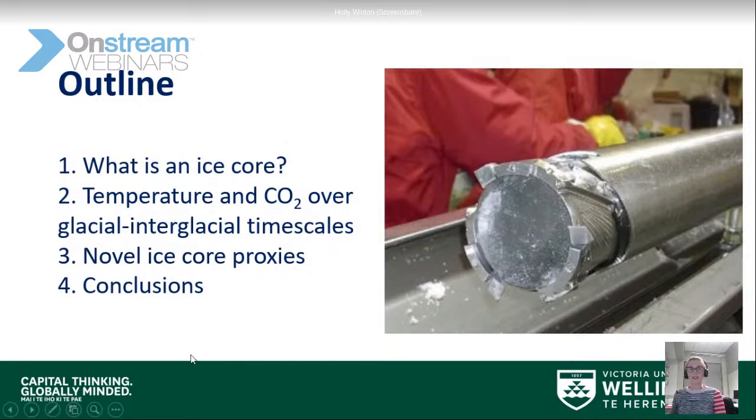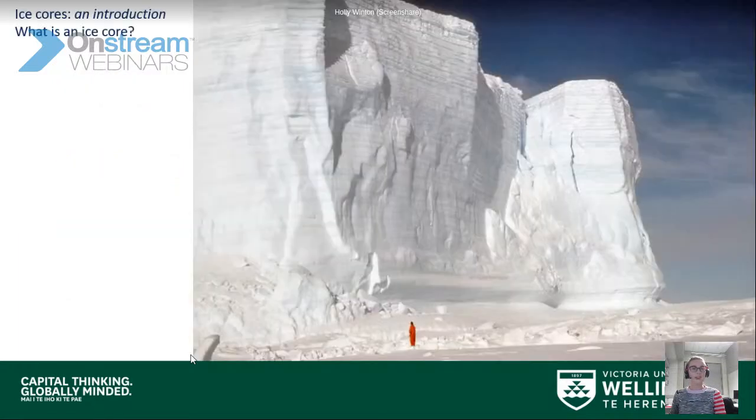So there's a nice picture of an ice core inside the drill. The ice over Antarctica and Greenland is made up of many annual layers. You can see all these nice layers in this photo here. As the snow falls each year, these layers build up, with the oldest layers at the bottom and the youngest layers at the top.